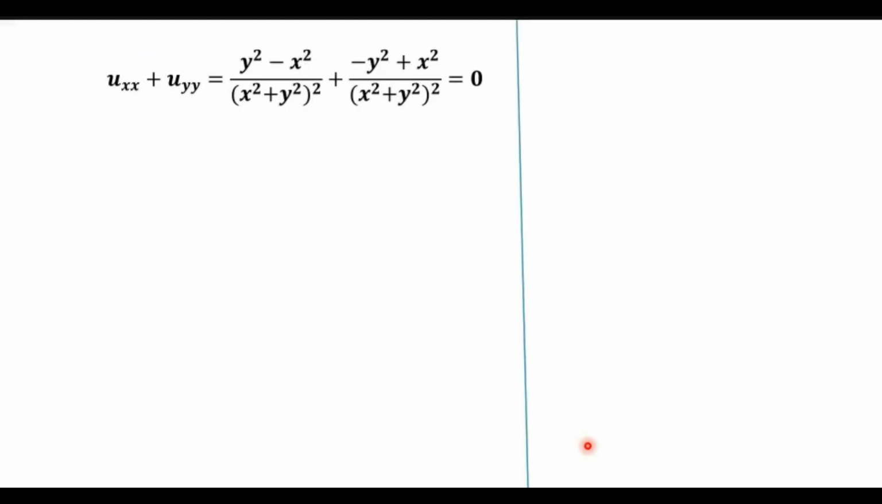When we add both, we can say that uxx plus uyy is equal to 0, which means that u is harmonic.